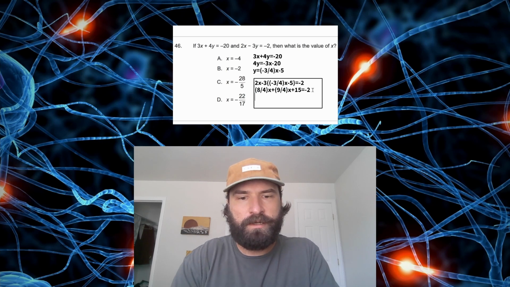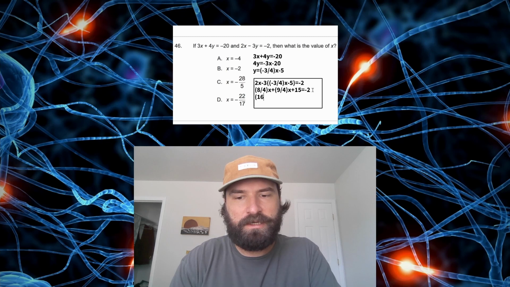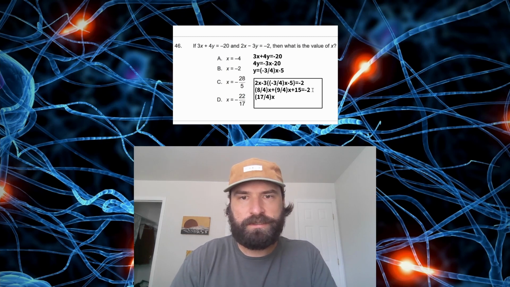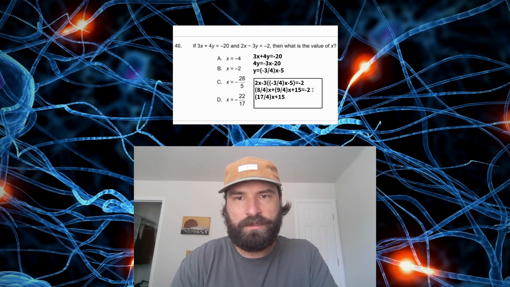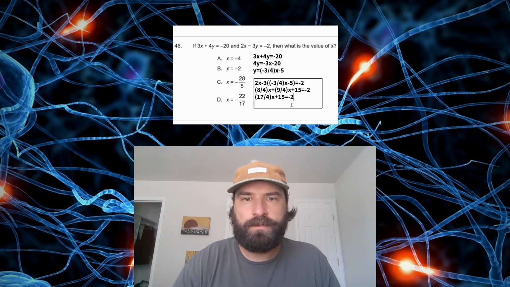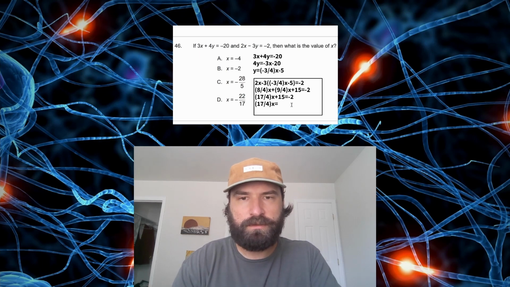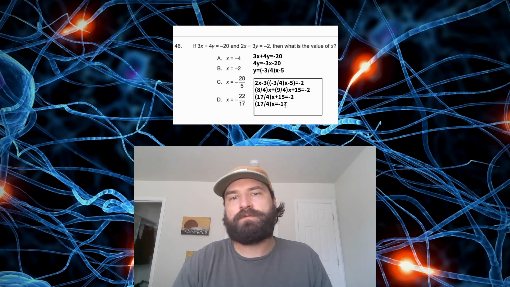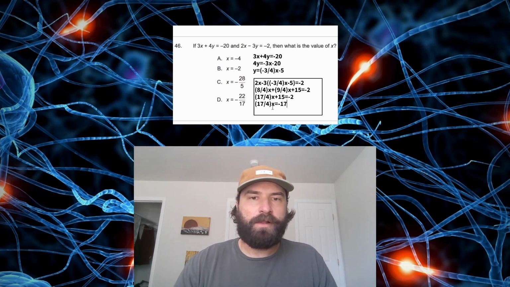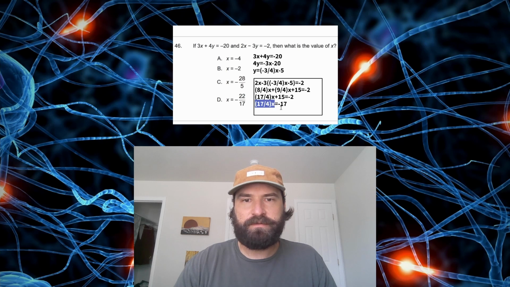So we get 17/4 x plus 15 equals negative 2. Then I want to subtract the 15 over. So we have 17/4 x equals negative 17. Negative 2 minus 15 is negative 17. And then our last step is just to divide the left side by 17/4 and the right side by 17/4.